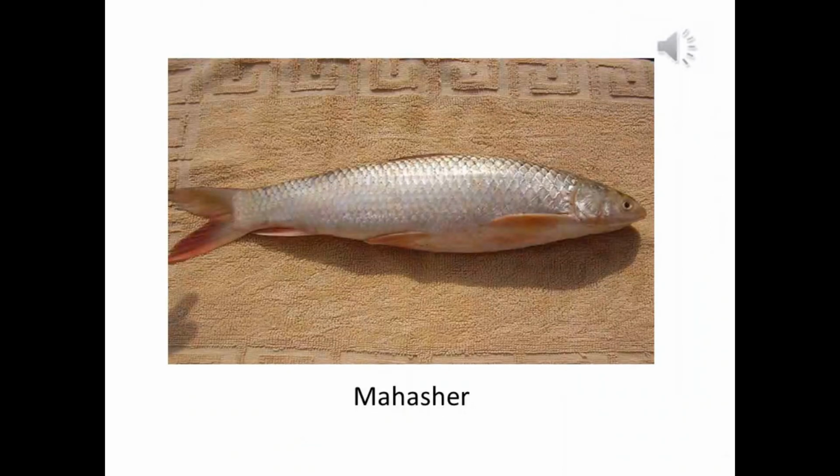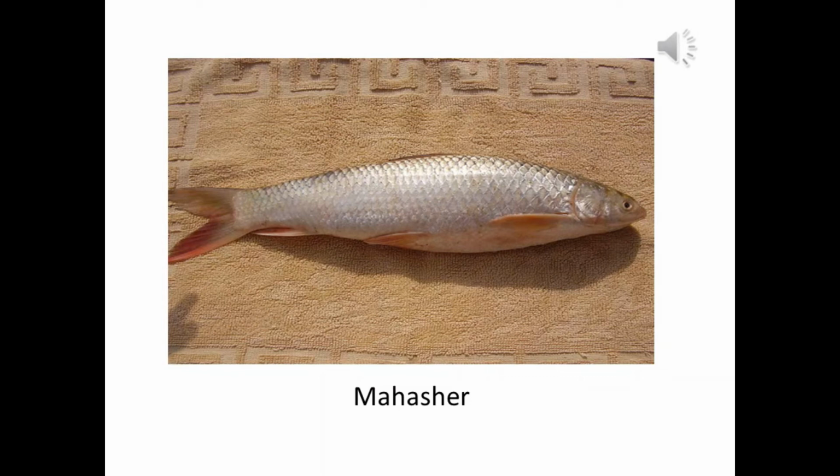The next is the mahashir. Mahashir have different types: Himalayan mahashir, potator mahashir, tor potatora, or golden mahashir. It is an endangered species of cyprinid fish that is found in rapid streams, riverine pools, and lakes in the Himalayan region. The range of this fish is from Malaysia, Indonesia, across southern Asia to Pakistan, including the Indian Peninsula.